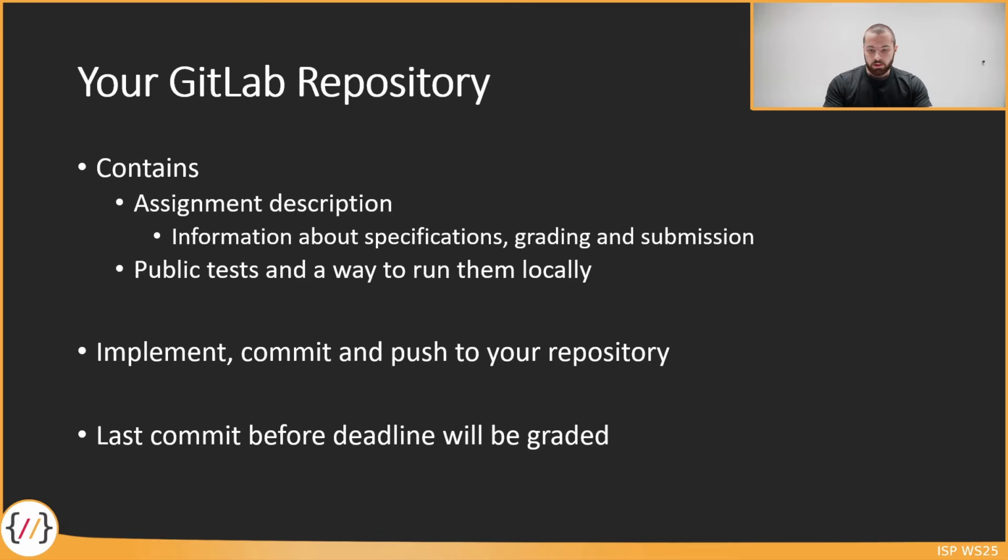Now you will get access to a Git repository for each assignment, and you maybe already have access to that repository for A1, or you will get access very soon. Either way, you will get a notification via email. And in this repository, you will find the assignment description, which includes information about the assignment specific specifications, grading and how to submit your solution. You'll also find the public test cases that you can run yourselves locally.